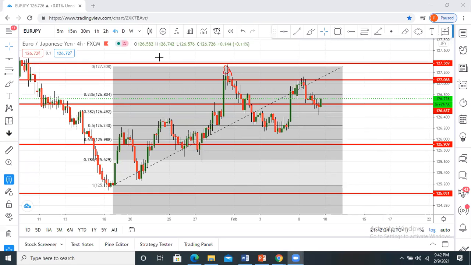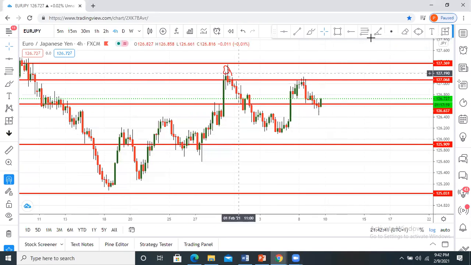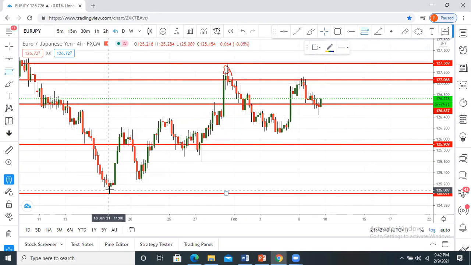Okay, let me show you how it is done. Now, for you to apply Fibonacci, first of all, you have to identify that it is a trending market. Let me remove it now. So this is the beginning of the trend, right? Make sure you see your cursor, you put it there, then you left click.